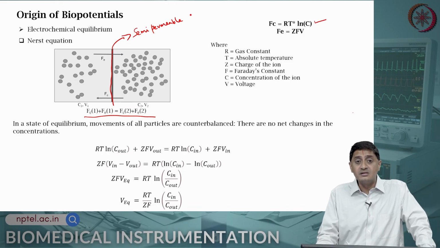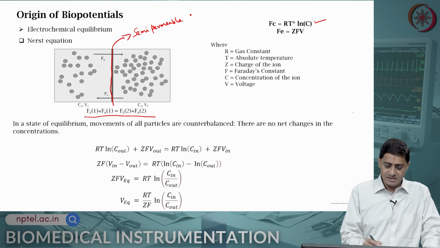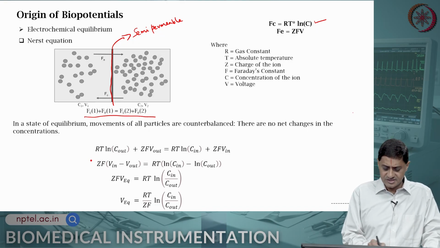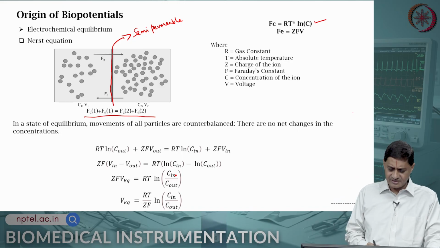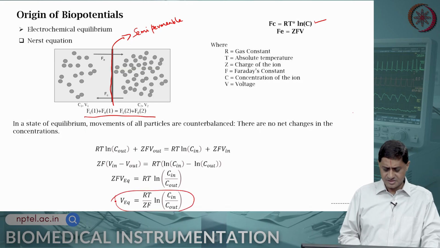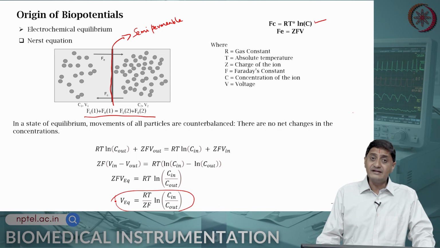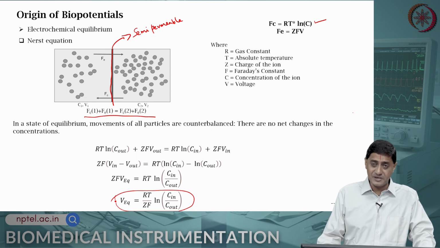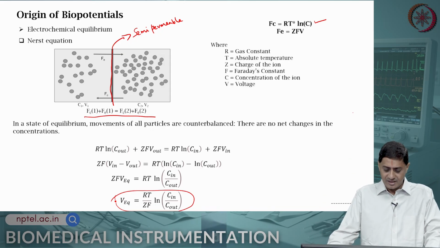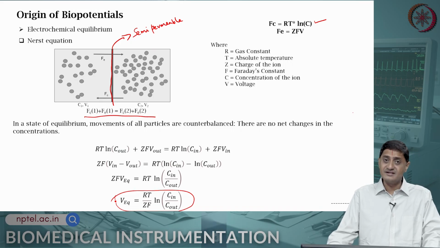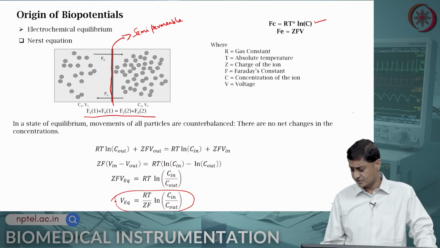Alright. I could write this out for the two sides, the outside and the inside, the two concentrations, the two forces, and I could balance this. After some algebra and simplification, I will end up with this equation. This is the equilibrium potential in terms of the concentration and temperature, where R is the gas constant, T is the absolute temperature, Z is the charge of the ion or the valency of the ion, and F is Faraday's constant.